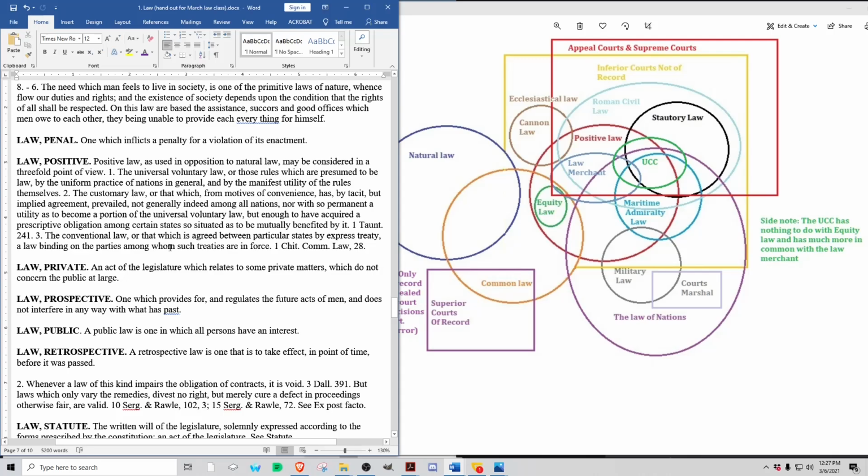3, the conventional law, or that which is agreed upon between particular states by express treaty. Now we've got treaties between laws of nations. I'm going to write this down under Roman civil law and statutory law, or UCC and law merchant from a standpoint of our trade agreements, right? Or Maritime Admiralty law saying we're not going to torpedo your boats, right? Or military law saying that we're not going to shoot you. So law binding on the parties among whom such treaties are enforced, right?